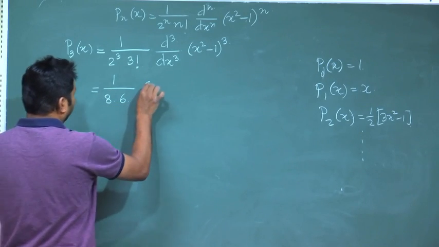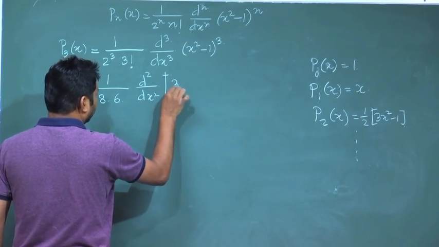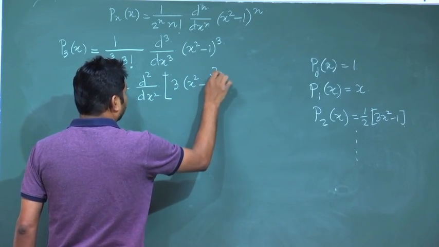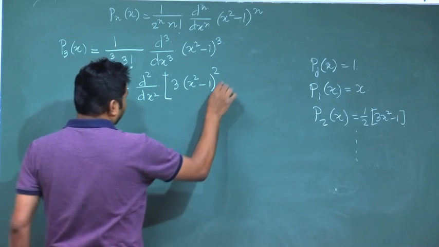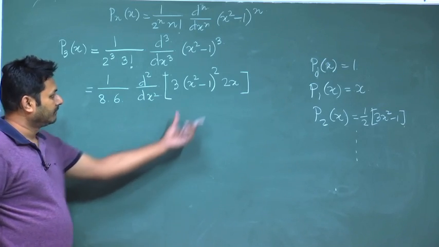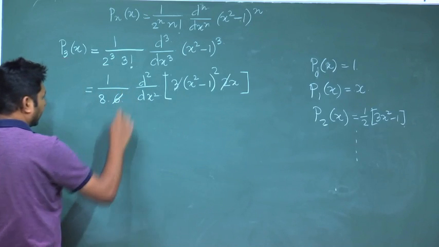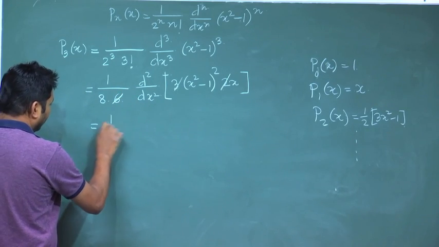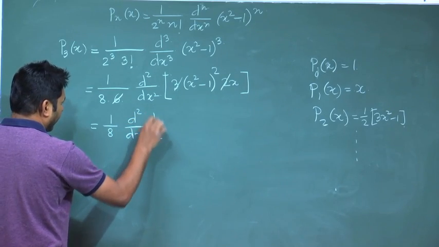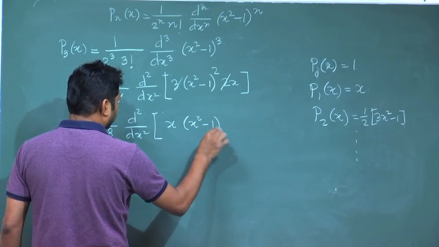Let me put that. Double derivative, I want to reduce one derivative. If I do that, it will be 3 multiplied by (x² minus 1) squared, and for x² I have 2x here. So here again 2 and 3 will cancel out with this 6. So I will have 1 by 8 d²/dx² of x multiplied by (x² minus 1) squared.